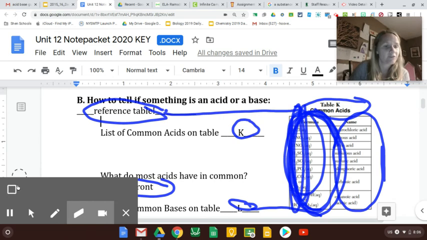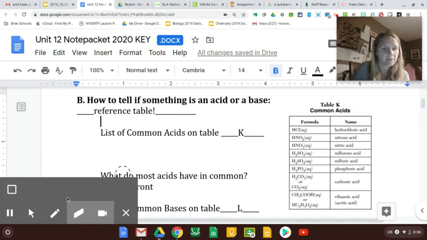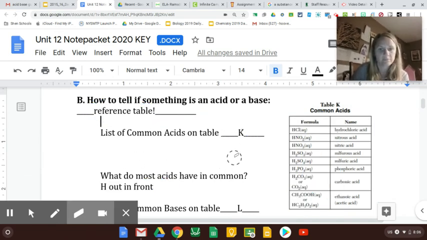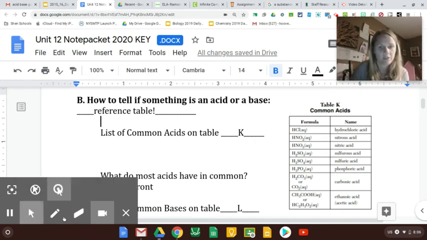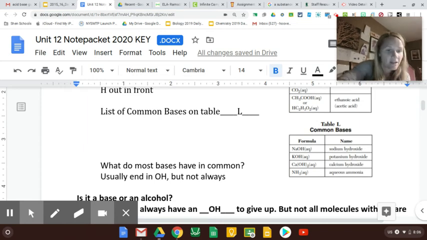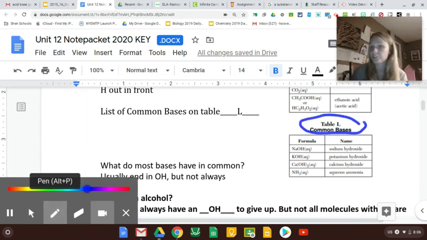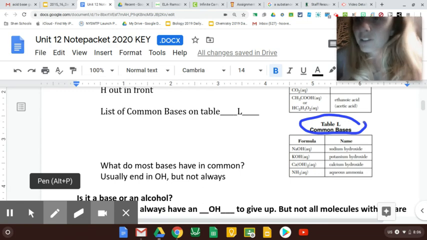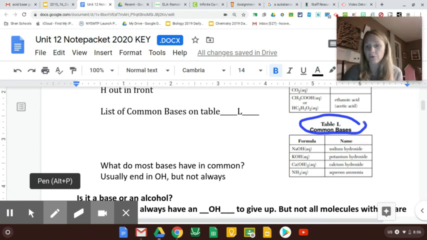All right, and then if we scroll down to bases, you can always just go to table L. If you're trying to figure something out on a test, my first thing would be to go to this table of common bases. You could guess, okay, this says H out in front, it's probably an acid. But if it's on the list, you'll know that you're definitely right, especially with bases because they get a little trickier. So the list of common bases is table L.